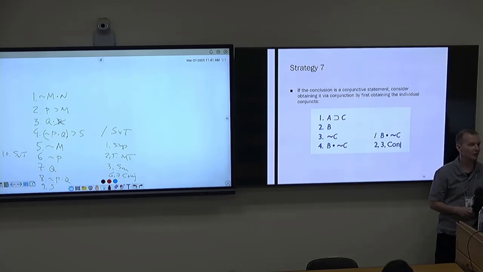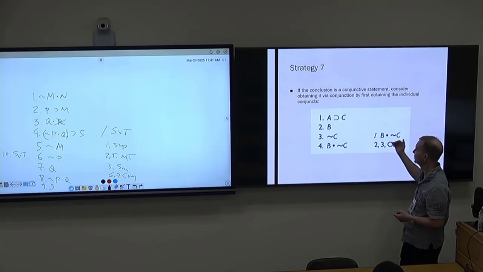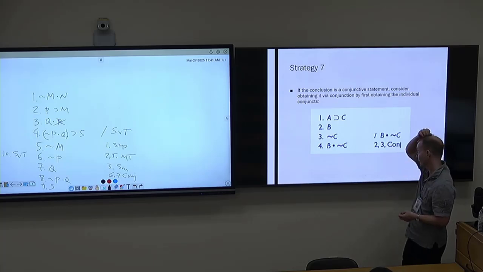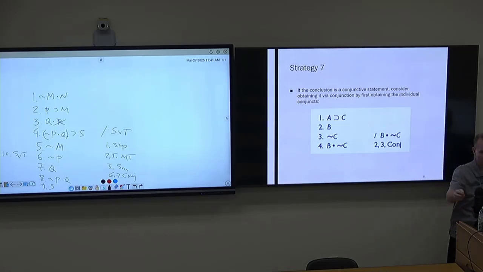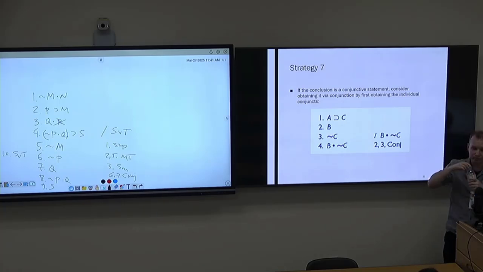Another strategy, if the conclusion is a conjunctive statement, consider obtaining it via conjunction by first obtaining the individual conjuncts. So in this case, if on one line you have B, on another line you have not C, and your conclusion is B and not C, that's just conjunction immediately. Then we have a long thing here, but that can also be used in a longer one. Because these rules are very useful. They obviously make a lot of things possible. Not everything, but a lot of things.